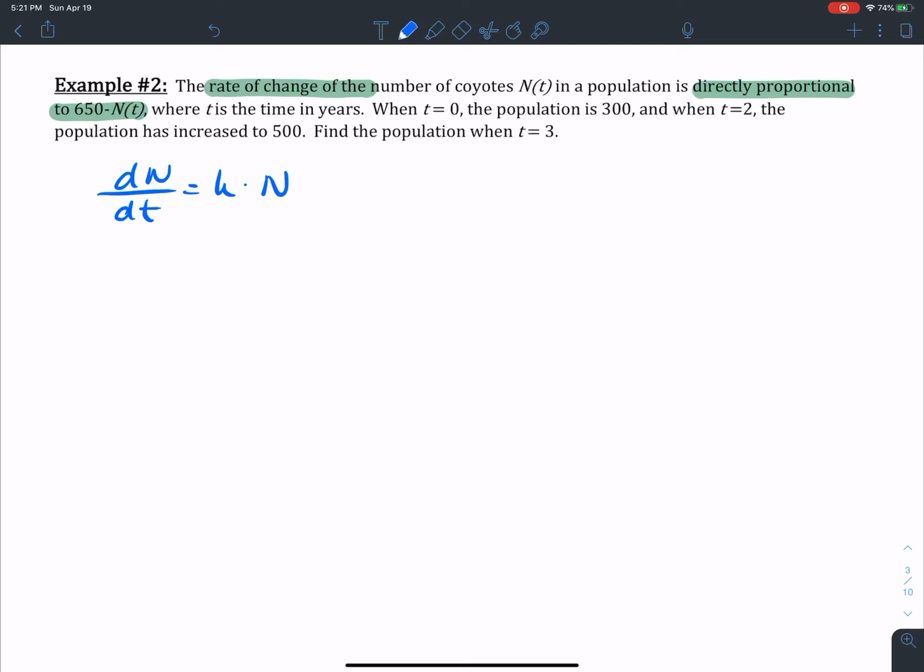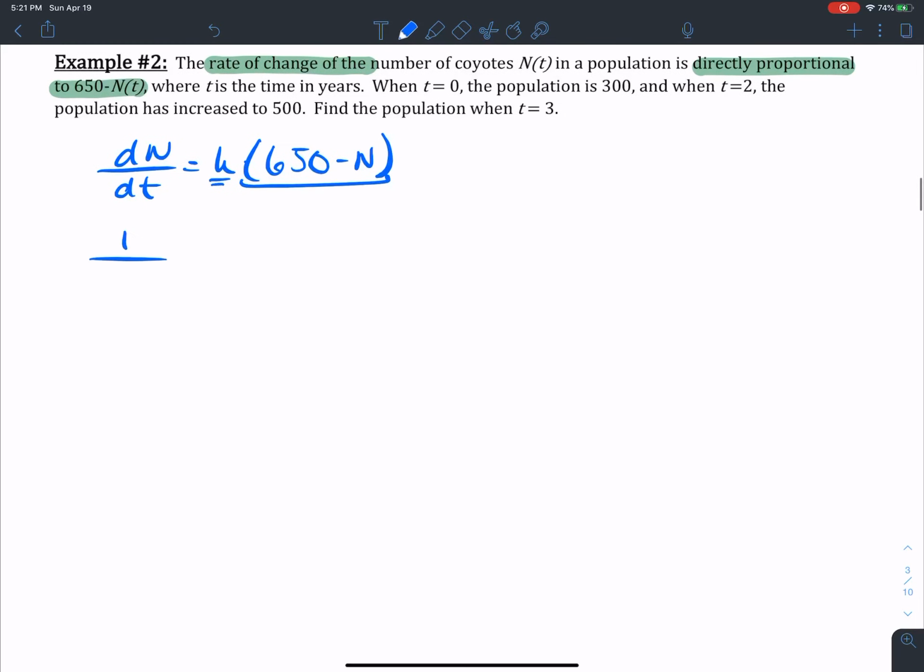And here we're writing it as a differential equation first because we're describing the rate of change of that population. So the rate of change is directly proportional. Now what it's directly proportional to is 650 minus that population. And here is one level of complexity, but I'll explain that 650 in a moment. So it's directly proportional, that's what the k is, to this. So with that, we'd be using our separation of variables.